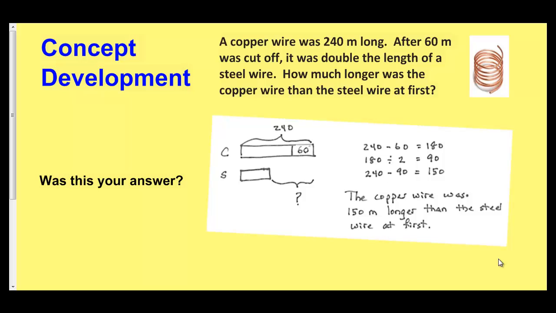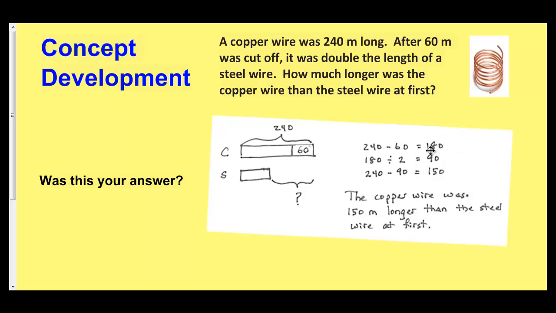That's your answer. So I want you to notice my tape diagram. So obviously C stands for copper. The total was 240 meters long. 60 meters was cut off. It was double the length of the steel wire. The question asks how much longer the copper wire was than the steel wire. The first thing I had to do was take away the 60 to get me 180. So that's how much the copper wire was after 60 meters was cut off.